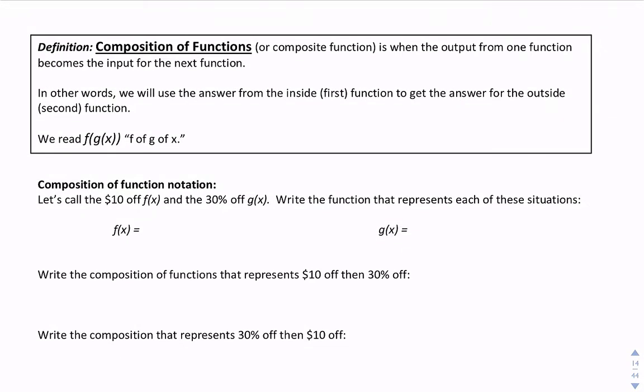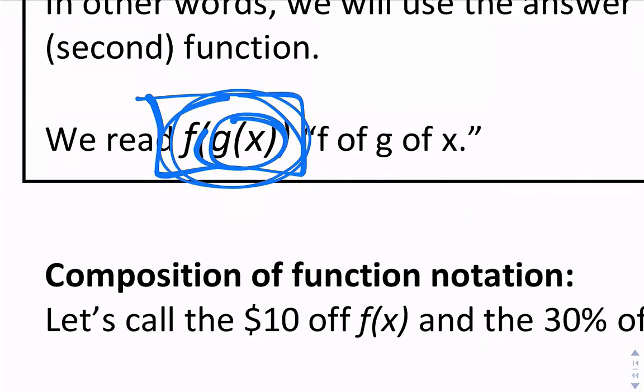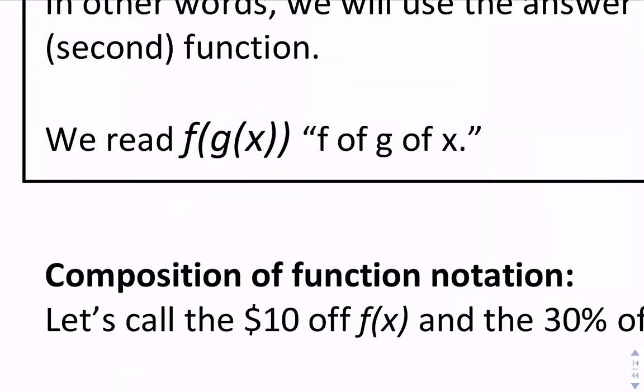And here's the definition. A composition of functions, or a composite function, is when the output from one function becomes the input for the next function. In other words, we're going to use the answer from the first function to get the answer for the second function. And there's this thing called function notation we've been using, and you'll see it written like this: f of g of x. So this is a composition of functions. We do one first, and then we do the next function. So that's what we'll spend 2 days looking at, a composition of functions.